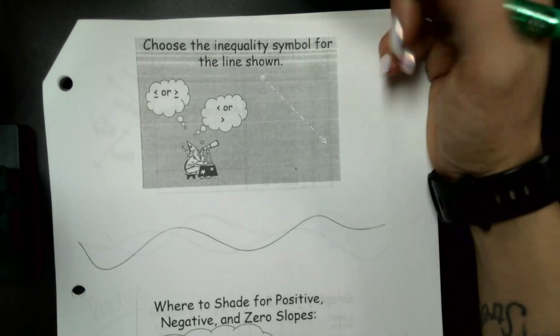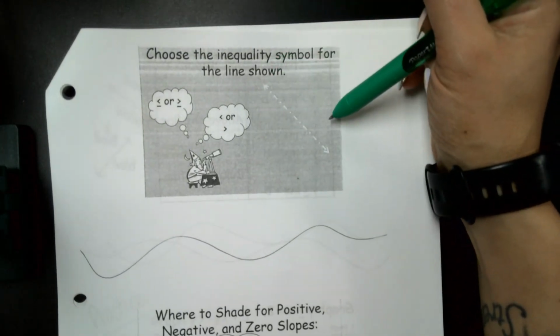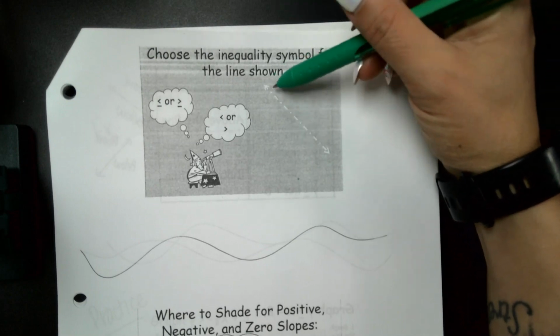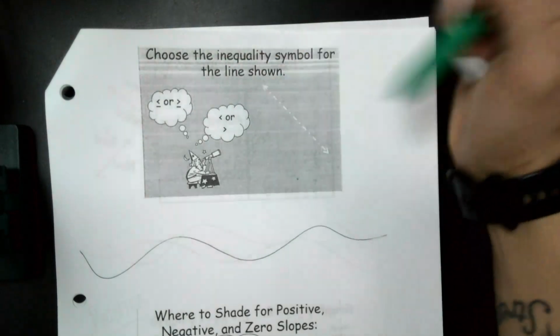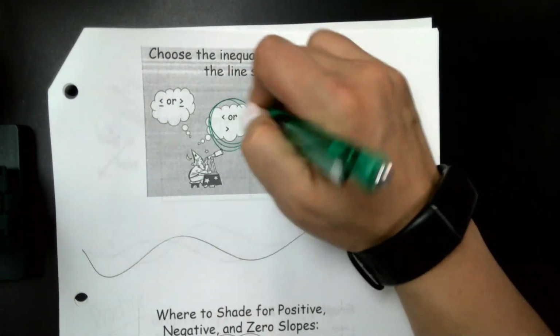Okay, so now this says choose the inequality symbol for the line shown. So I know on yours it might be a little bit harder to see, but this is a dashed line. So which one of those would it be? The one without the equal sign. These right here.